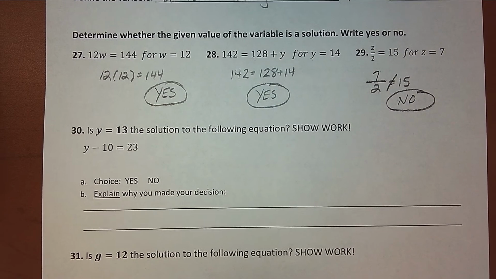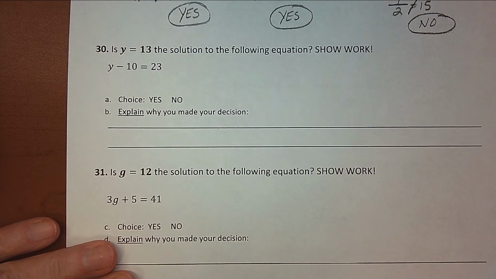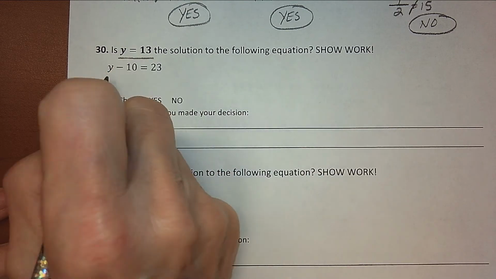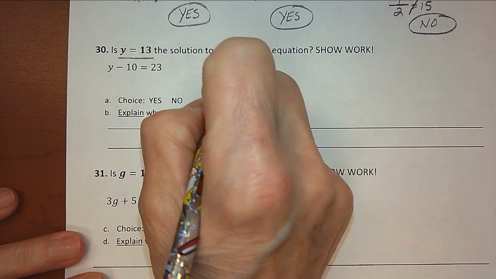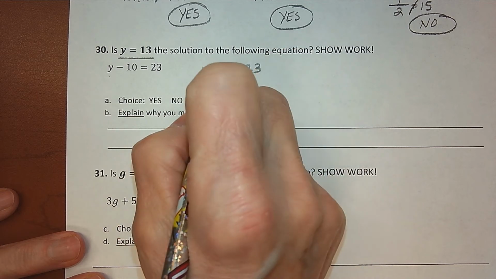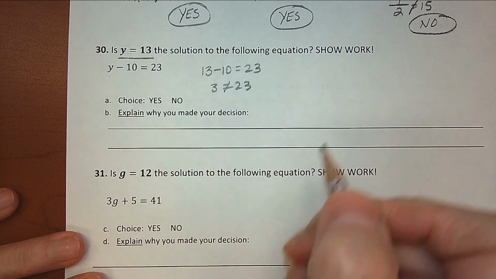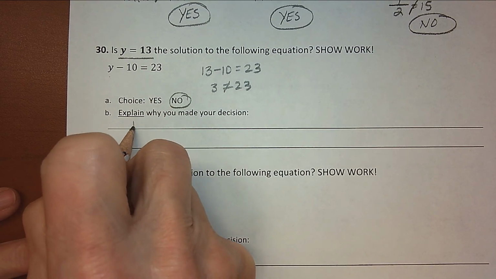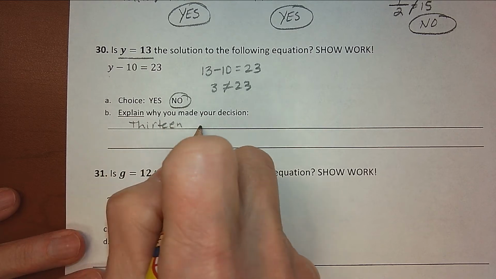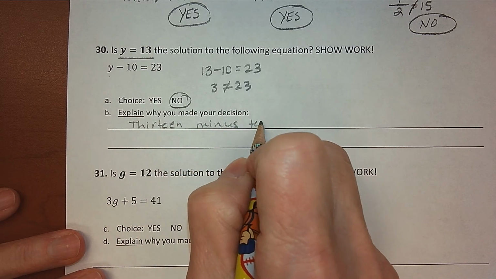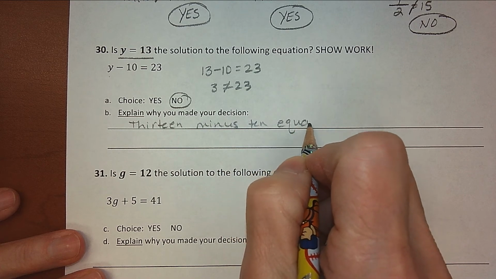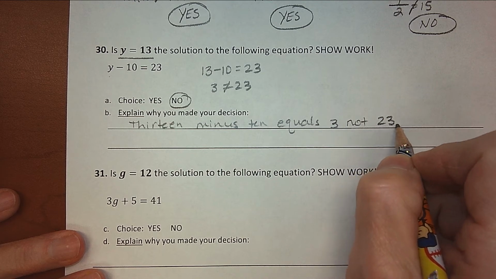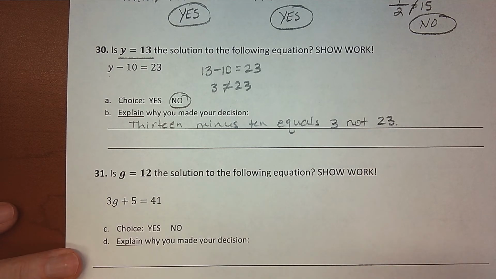All right, next one. Is y equals 13 the solution to the following equation? Show your work. So we're going to take our y and 13 and substitute it in here. So, does 13 minus 10 equal 23? Well, 13 minus 10 is 3. That does not equal 23. So that is not a solution. Explain why I made my decision. 13 minus 10 equals 3, not 23.